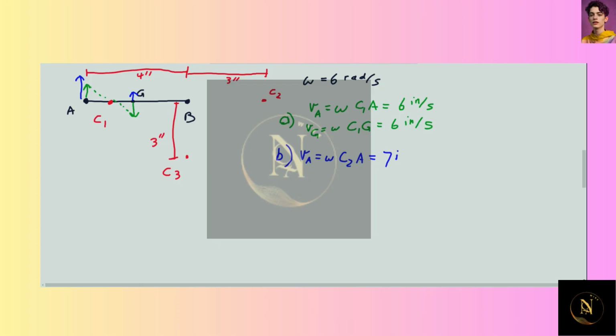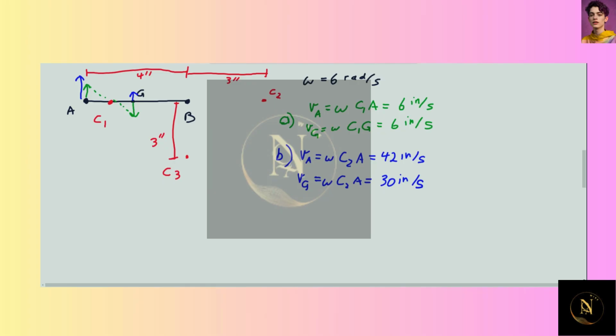So this gives us a total, sorry, not 7 inches per second, but 42 inches per second, because that should be 6 times 7. So 42 inches per second. We do the same thing for VG, but we know that VG is in the middle of this bar, so it's only 2 inches away from B. So the entire length, C2G, should only be 5 inches. And 5 times 6 gives us 30 inches per second. And both of those velocities will be straight up, of course.